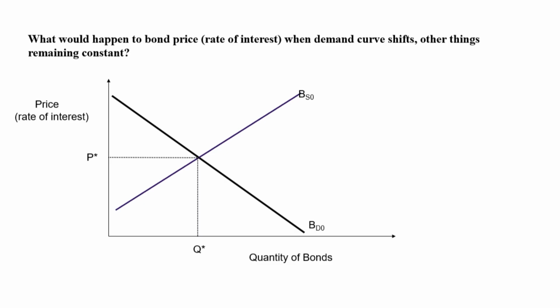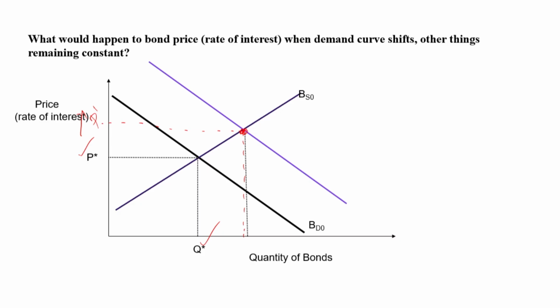So here again, let's see what would happen to the bond price when the demand curve shifts, other things remaining constant. In this case, the bond price is P star, and the quantity demanded and supplied is Q star. Suppose there is an increase in demand, so the demand curve shifts rightwards. Then you can see the new equilibrium position is going to be this. What you can see here is that the price has increased. Price has increased means nothing but the rate of interest has declined.